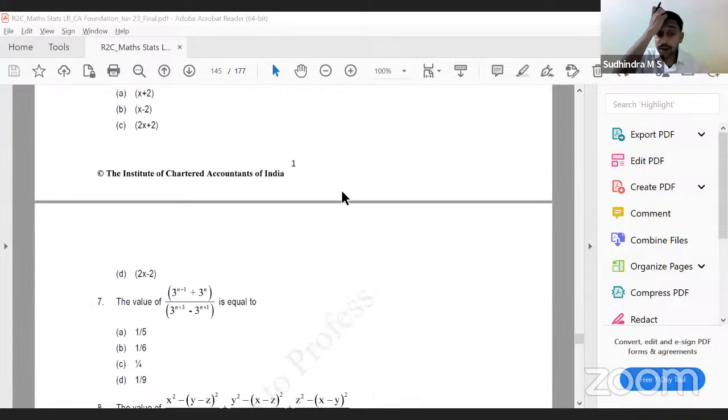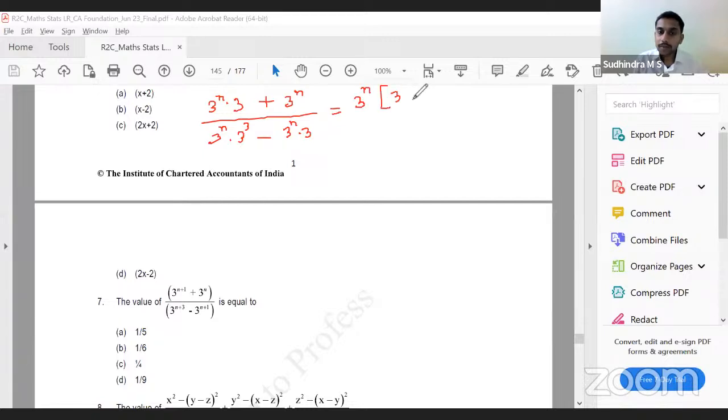If the value of 3 to the power of n plus 1 plus 3 to the power of n divided by 3 to the power of n plus 3 minus 3 to the power of n plus 1 is equal to, easy. 1 by 6. Sir, 1 by 6. It's 1 by 6. So 3 to the power of n plus 1 can be written as 3 to the power of n into 3, plus 3 to the power of n, divided by 3 to the power of n plus 3, which can be written as 3 to the power of n into 3 cube, minus 3 to the power of n plus 1, which can be written as 3 to the power of n into 3 to the power of 1. So in the numerator, I can take 3 to the power of n common.